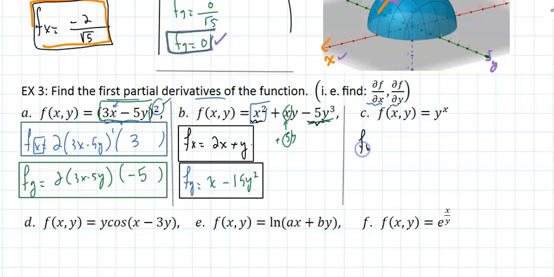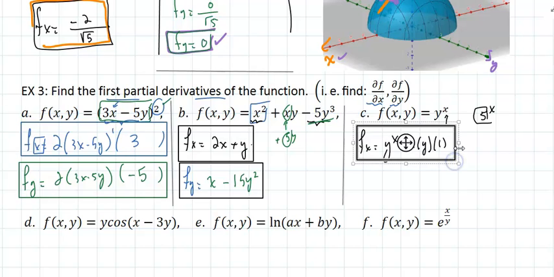Here, if I want to take f sub x, you're treating this, as far as x is concerned, like saying 5 to the x. That's an exponential function. What do you do with an exponential function? You get the exponential function times natural log of the base times the derivative of the power, which is 1. Assuming y is positive, of course, and satisfy all the conditions. So I'm waving my hand over that.